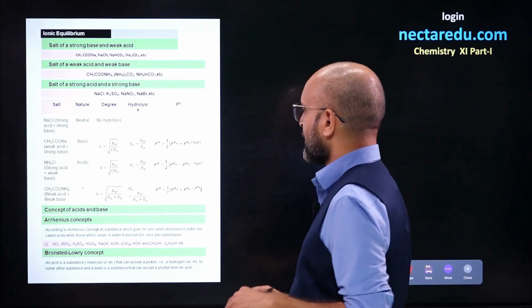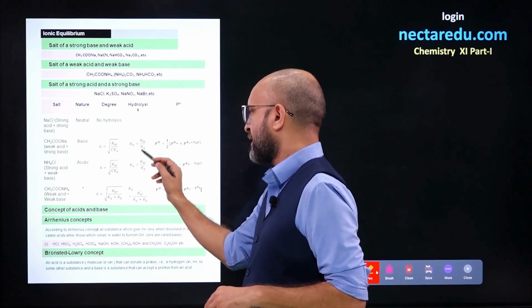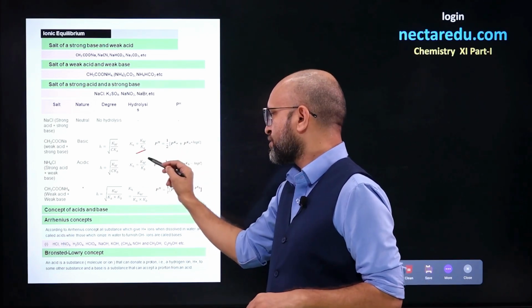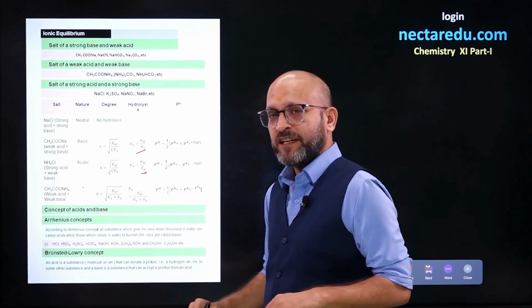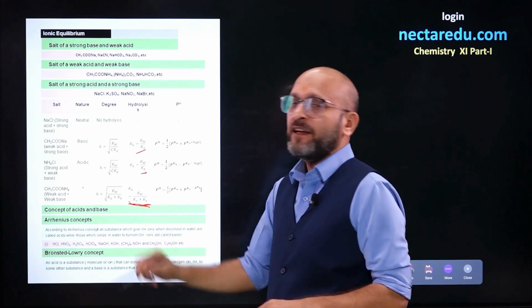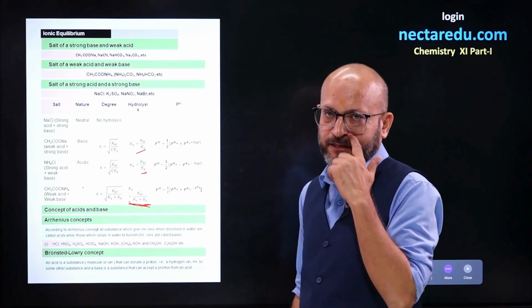All right. Next, you have Kh equals Kw by K when the acid is weak, and Kh equals Kw by Kb when the base is weak. When both are weak, then you will have both K and Kb in the denominator, right?